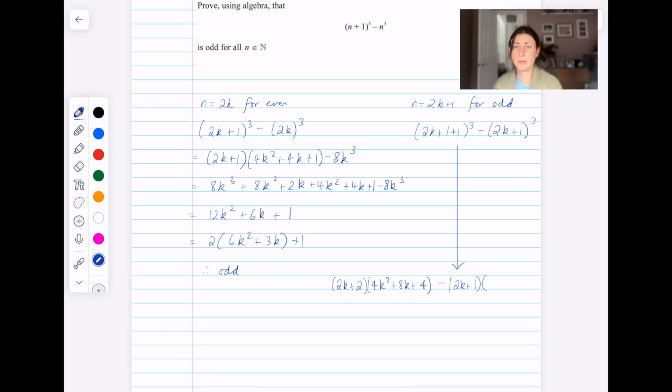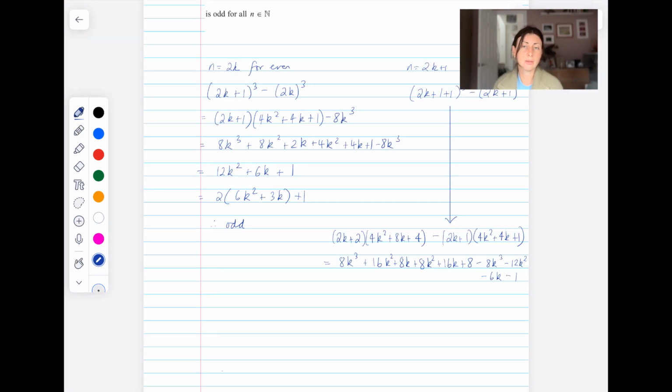Again, I'm going to expand fully, collect like terms, and you'll notice we get a +7 this time. So think of it as a +6 +1. And that's good news, because then you can take a 2 out of 6, leaving a 3 inside the bracket, and then the +1 can stay on the outside of the bracket. So therefore, this is also in the form of an odd number, and so the statement will be odd for all natural numbers. Please make sure you leave your final conclusion.